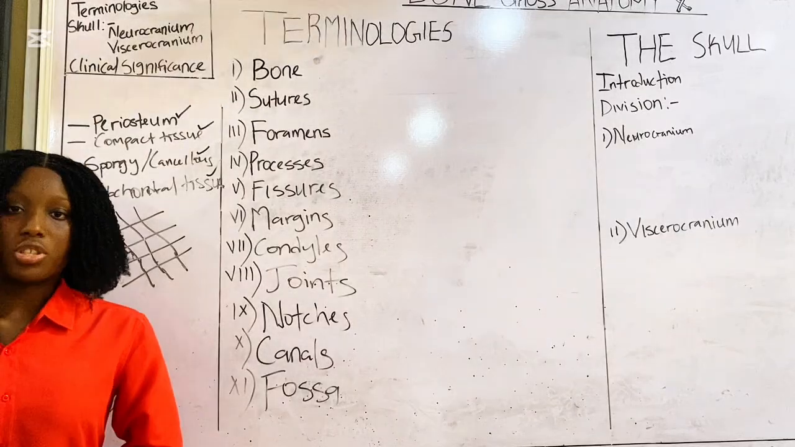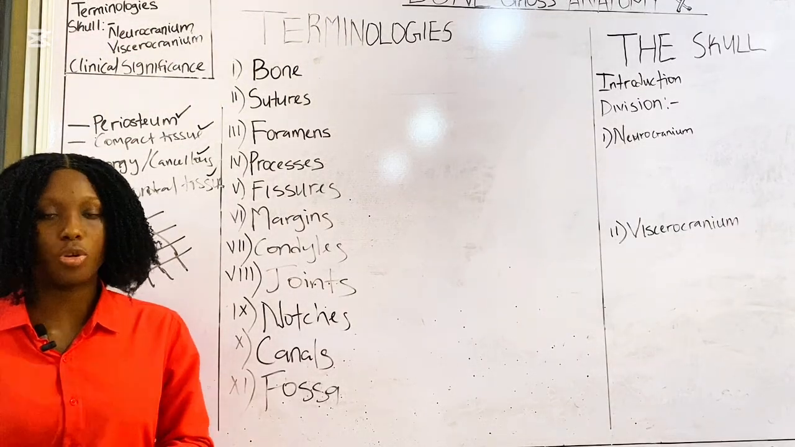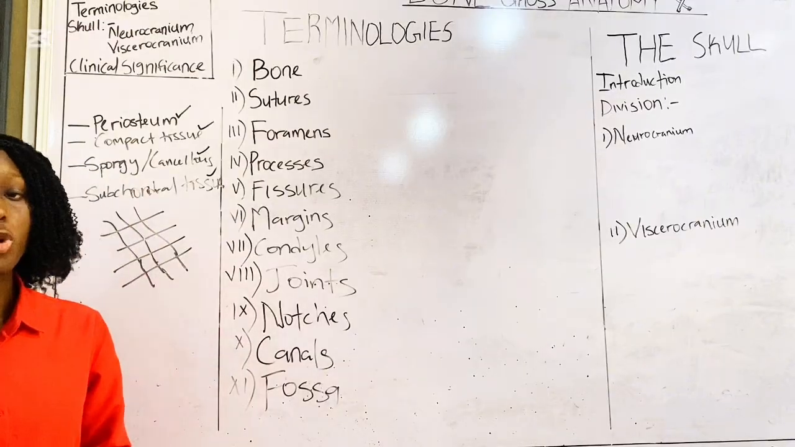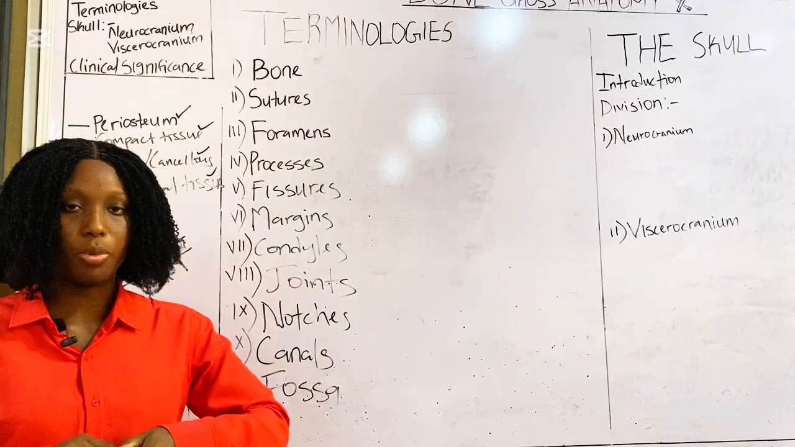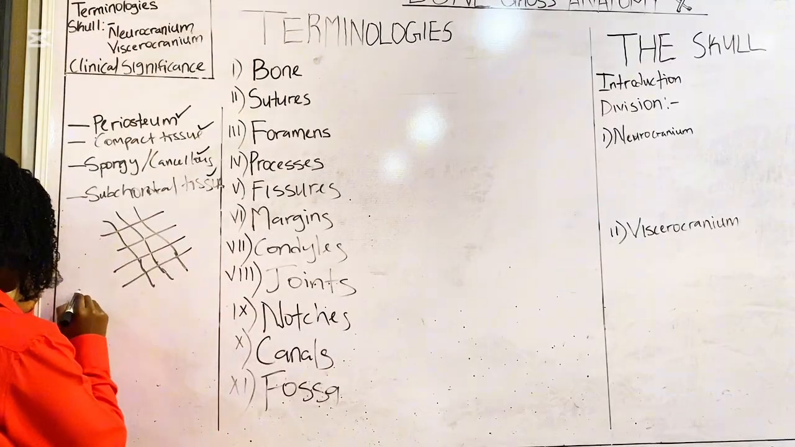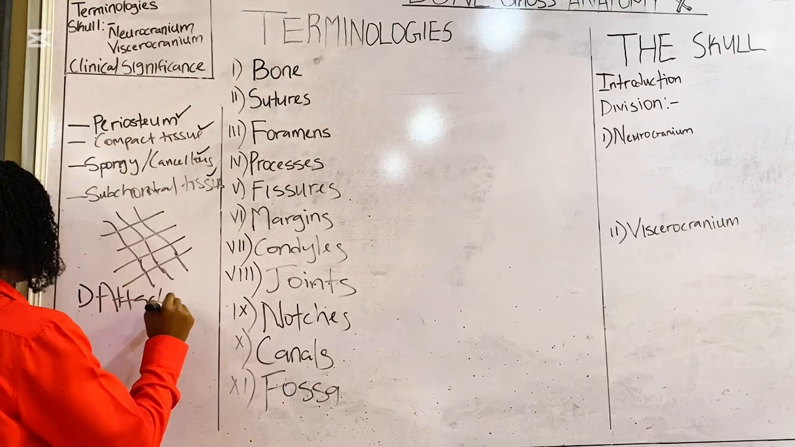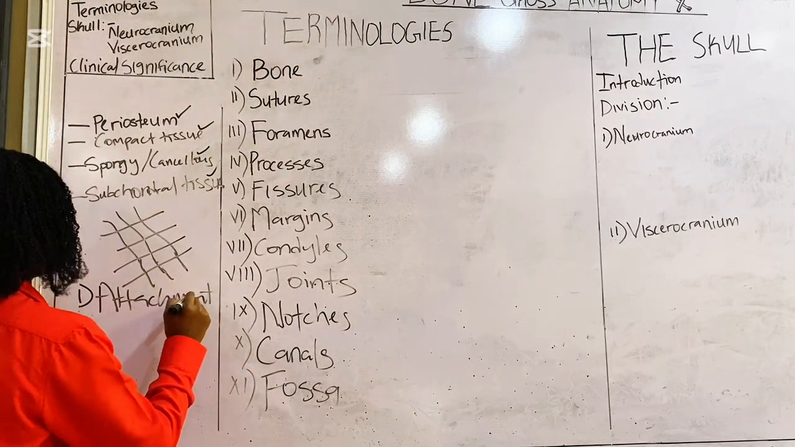Now that we've discussed the different tissues we can see in the cross-section of a bone, we're going to talk about the functions of a bone. Very quickly, we're going to talk about a few functions of the bone. Number one function of the bone is that it functions as a point of attachment for muscles.